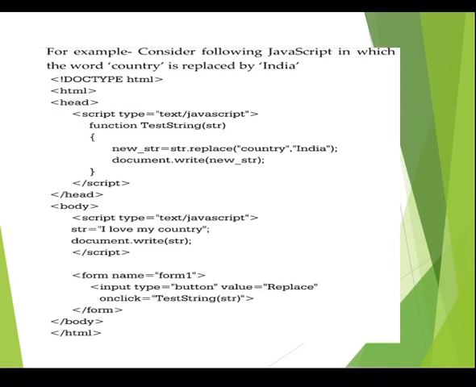Then you close the script tag, then open a form. Name of the form is form 1. We are going to take a button, value of the button is replace, and on click of that button we are going to call a function test str in bracket str. So first your original string is what? I love my country. When you click on the replace button, your I love my country will be replaced by I love my India. Okay, let's see the output.